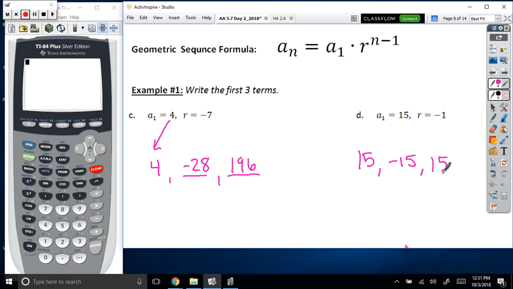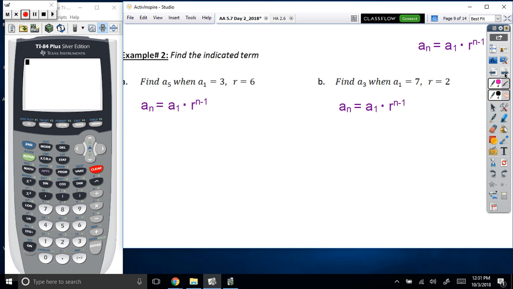Okay. Then we also have some problems where we'll be asked to find, say, the 10th term or the 5th term. Find the indicated term. So just like from yesterday, when you look at the subscript of 5, that's telling you n is 5. So you're looking for the 5th term. You have two options. You could just list out all the terms: 3 times 6 times 6 times 6, and find out what the 5th term is.